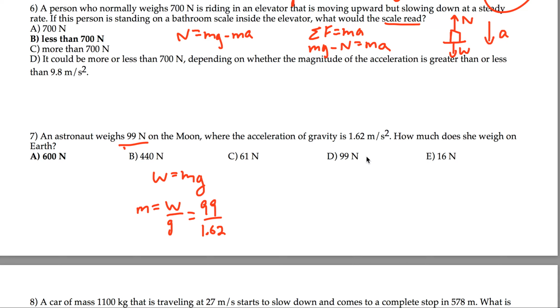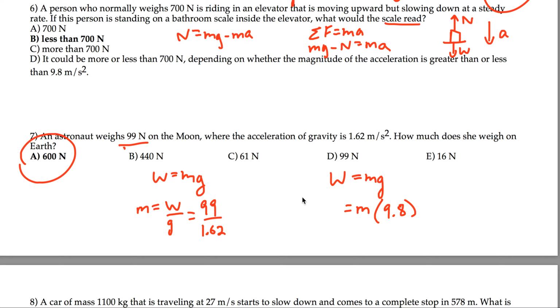And then we want to find out the weight on the Earth. So weight on the Earth is mg again, but now we're going to use the mass that we just found over here, and multiply that mass by 9.8, and that will give us the weight on the Earth, which should be about 600.